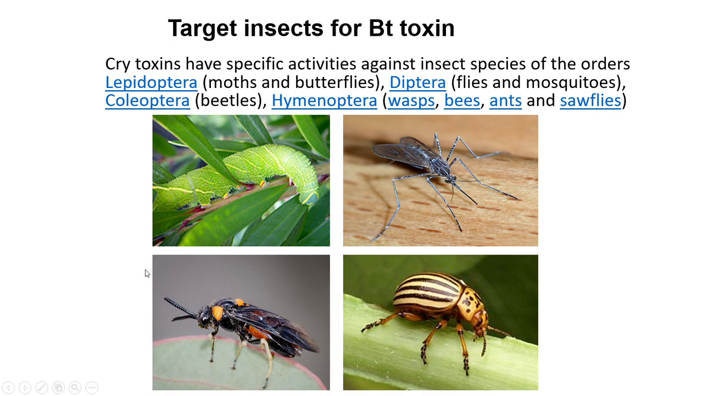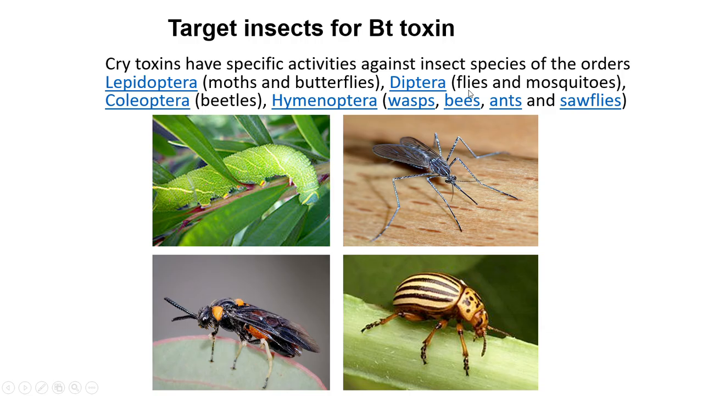These are the target insects for BT toxin. Cry toxins have different activities against insect species of the order Lepidoptera, particularly moths and butterflies, because this is the main group which harms crops. Lepidopterans are the major pests of our crops, so these strains which target them are very important.